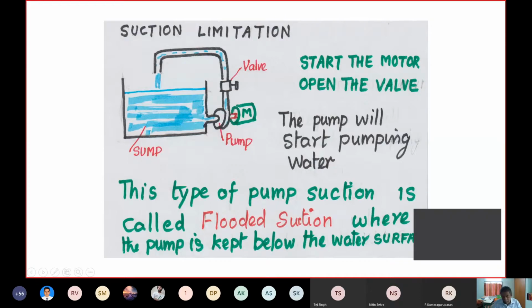Okay, now suction limitation. Take this case. You have a sump filled with water, and a pump draws water from that. There's a motor connected to the pump, and at the exit of the pump there's a valve. Now you start the motor, open the valve, the pump will start pumping water. So this type of suction is called flooded suction, where the pump is kept below the water surface. There is no suction problem here.